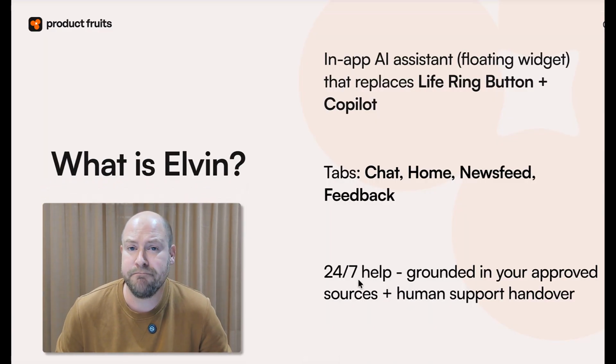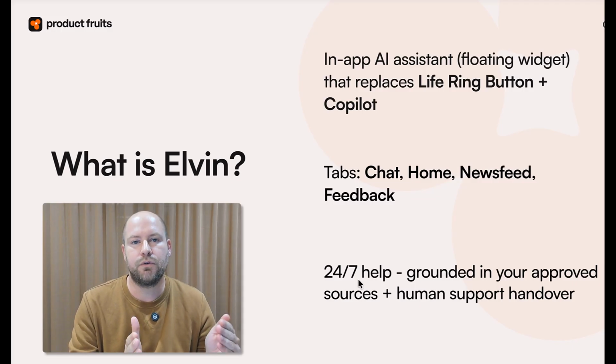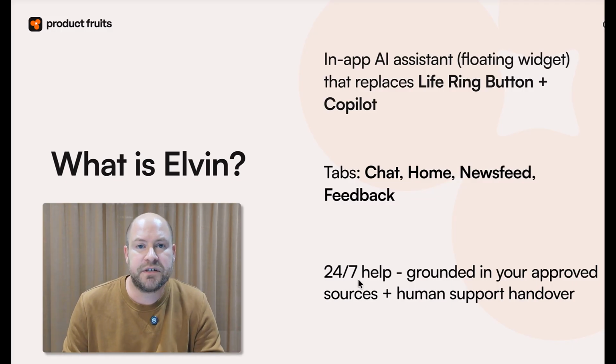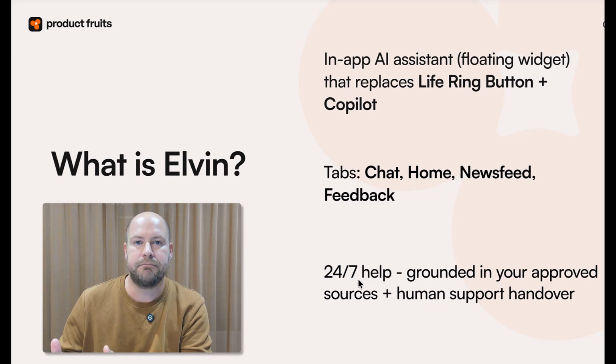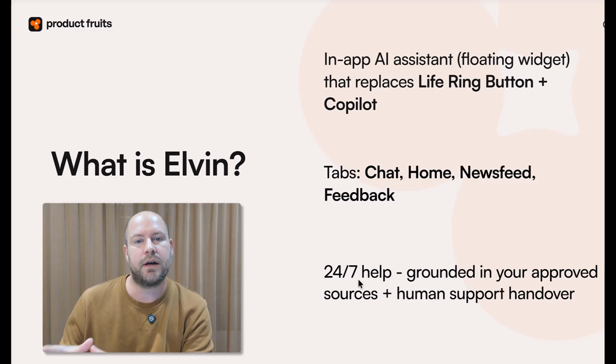So what is Elvin? In the context of Product Fruits, we named Elvin any AI in our platform. There is one section dedicated to Elvin which supports you in the Product Fruits admin. If you want to create a survey, or create a pop-up, there is Elvin, which can generate this for you. And there is a second section, which is Elvin Assistant. We call it Elvin Copilot, which is basically like an AI assistant hanging out in the corner of your application, always ready to help your users. So that's what we'll be focusing on today.